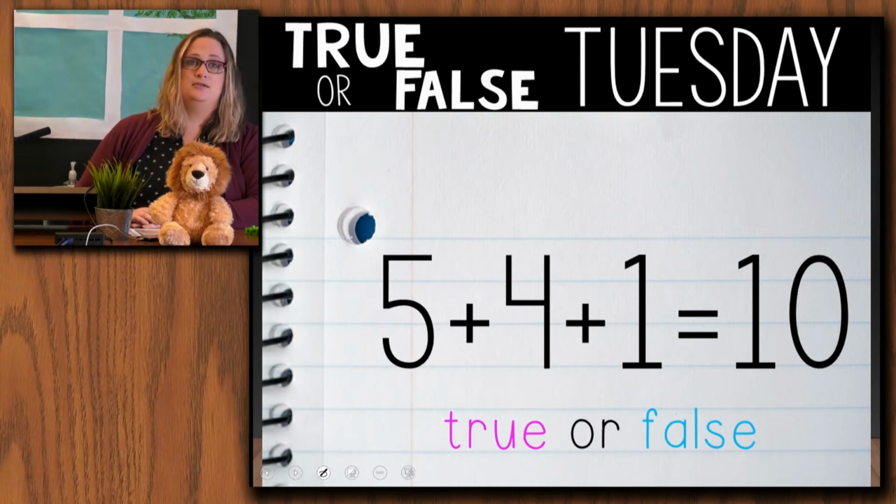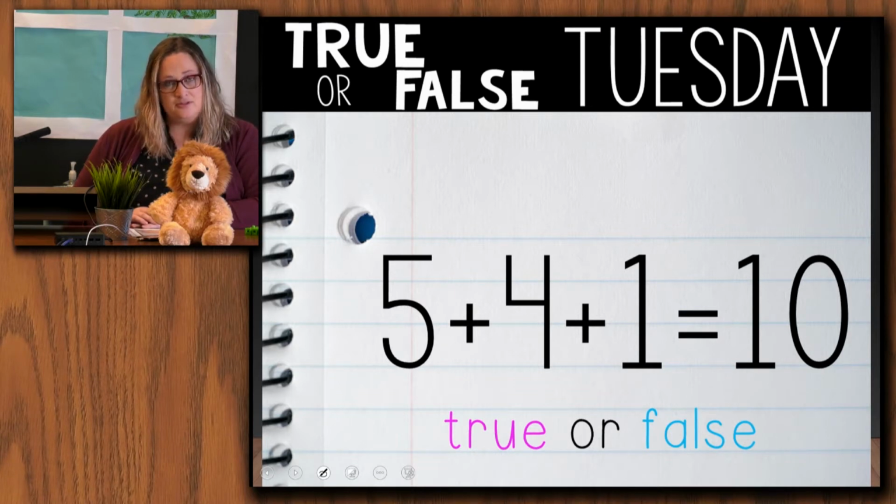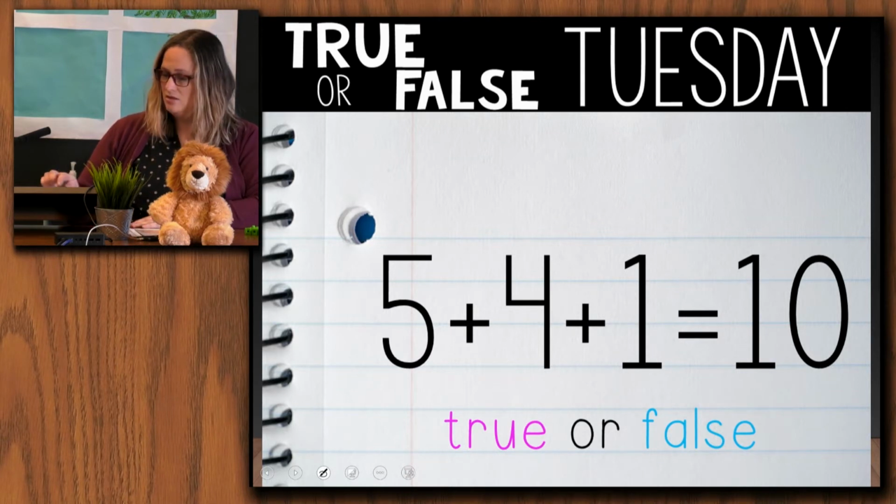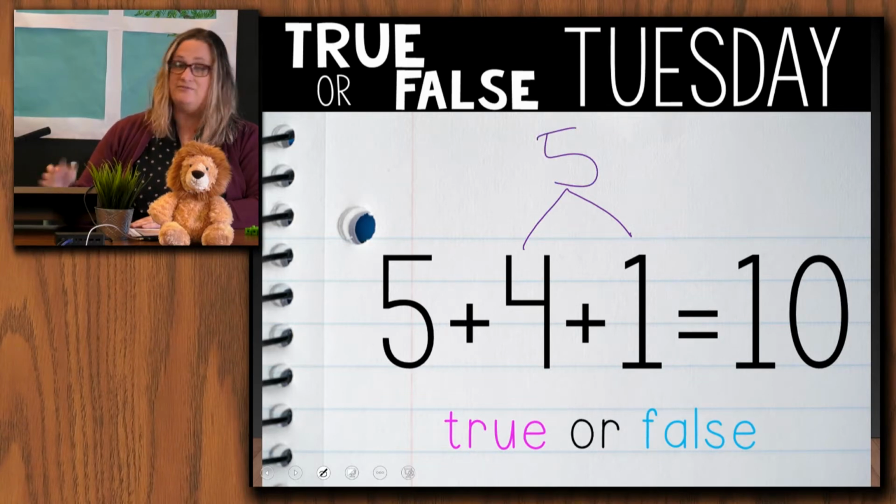Woo-wee. Look at that one. Is it true or false? Ding, ding, ding, ding, ding. How do we know it's true? Well, 4 plus 1 is 5, and 5 plus 5 is 10. It's true.